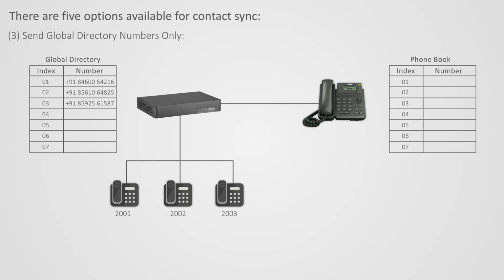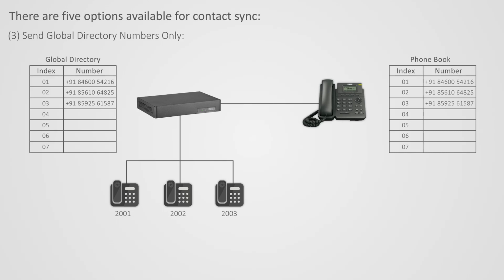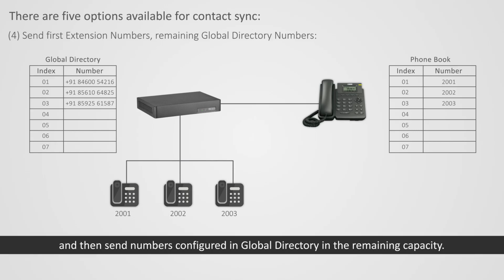Third, send global directory numbers only. Select this option to sync the numbers configured in global directory of PRASAR UCS in the phone book of SPARSH VP110. Fourth, send first extension numbers, remaining global directory numbers. Select this option to sync the extension numbers of PRASAR UCS in SPARSH VP110 phone book first, and then send numbers configured in global directory in the remaining capacity.